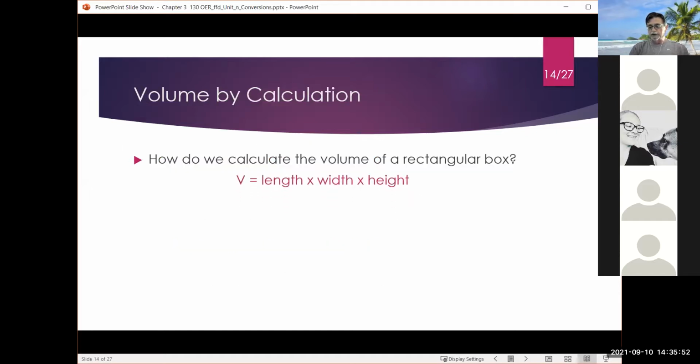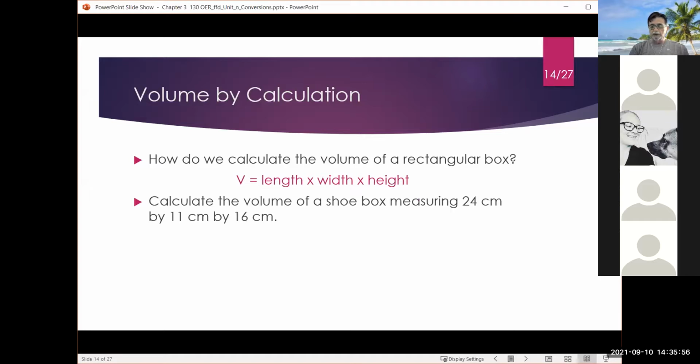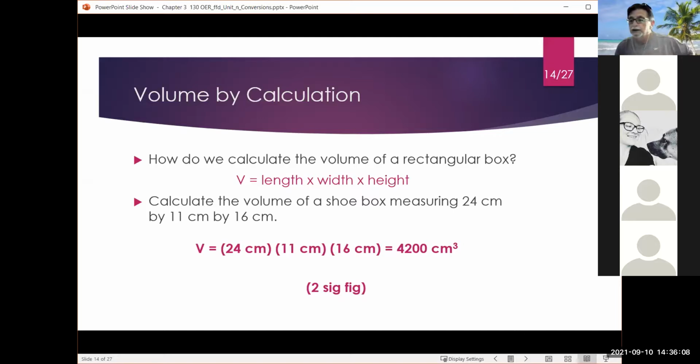All right, so how do we calculate? As I mentioned, for a rectangular box, we simply do a measurement: length, width, and height. We got a box here, 24 centimeters by 11 centimeters by 16 centimeters. 24 times 11 times 16 gives you 4,200.